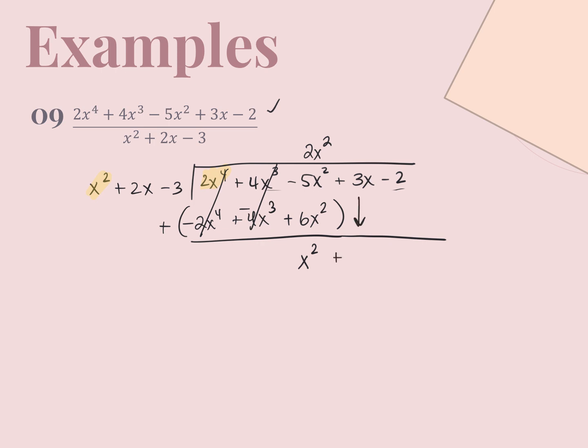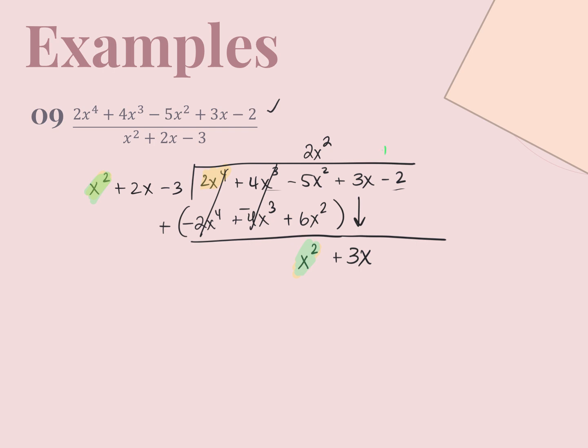Okay, so I've got plus 3x here. I'm going to go again, and I'm going to see, okay, what can I divide? I'm going to divide x squared by x squared, right? So I've got to get that answer. So x squared divided by x squared is just 1.